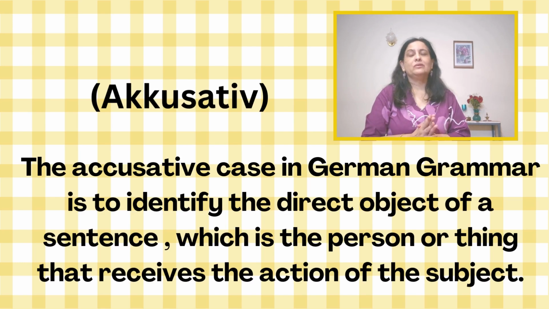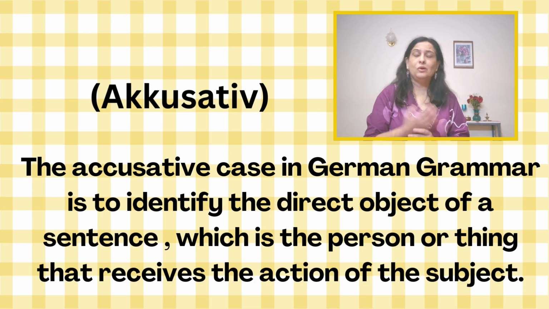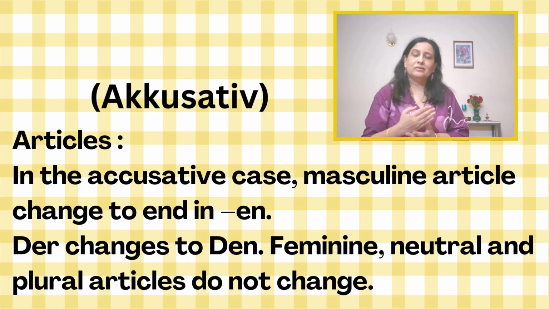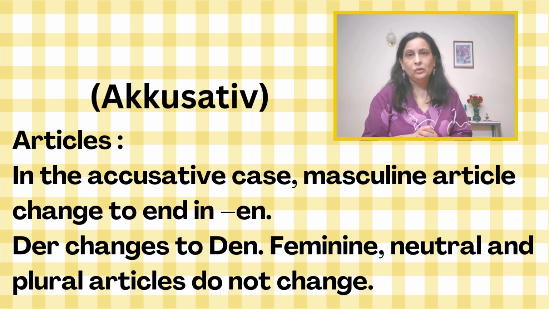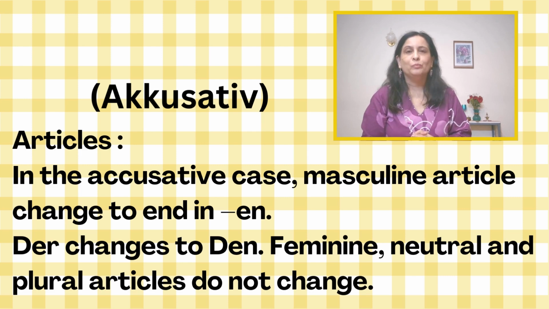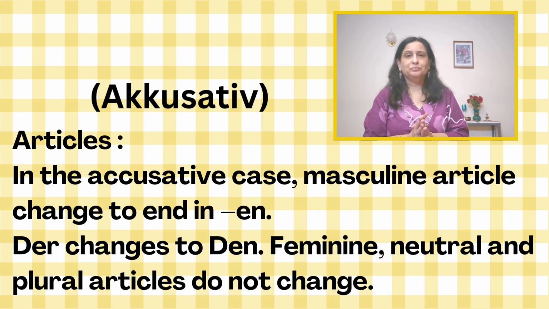Now the accusative case of German grammar is used to identify the direct object of a sentence, which can be a person or a thing, that receives the action from the subject. So that is the accusative case use. Now we'll see this with a few examples also, so you will get a clearer idea of this, and at the end of the video I will give you a few sentences through which you will get to know. First we'll see some things we should know about this accusative case.